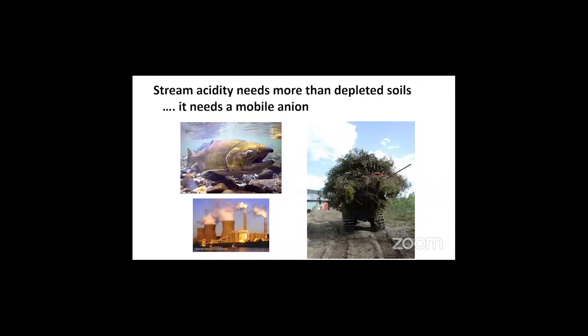One is that stream acidity needs more than just low base cation concentrations in the soils to create acidification that threatens fish. The mobile anion is critical for lowering the pH and releasing aluminum. This is something that we've looked at carefully. We see that our soils are going to become more depleted in base cations, but we simulate what the water chemistry is. It doesn't mean we're going to be getting acid episodes or lowered pH, because that mobile anion provided by acid rain isn't there anymore.